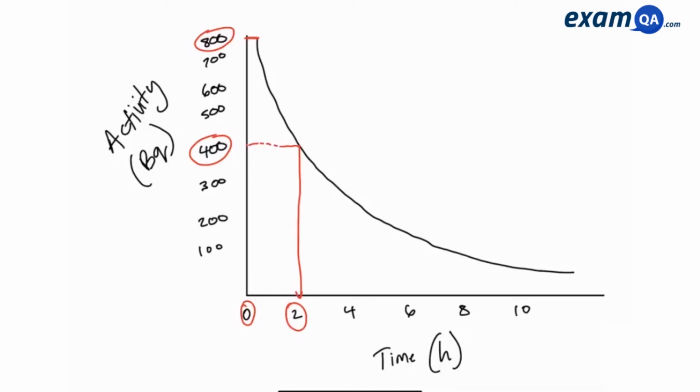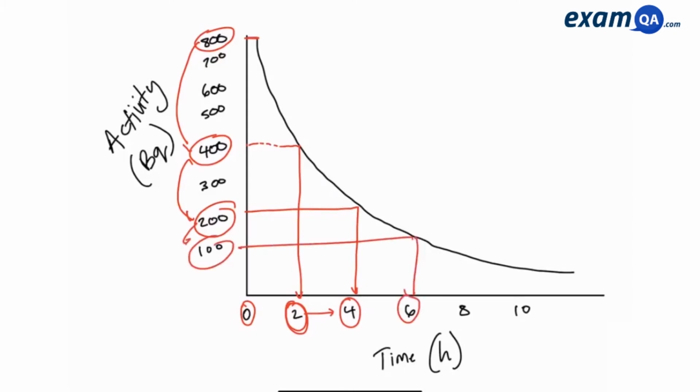Now we can do that again by halving this. So from 800, halving it to 200. Again, go to the time and you should see there. So from 400 to 200, it took again another 2 hours. So that again proves that the half-life is 2 hours. One more time, 200 to 100. Okay, so there you go. You can prove half-life using a graph as well.